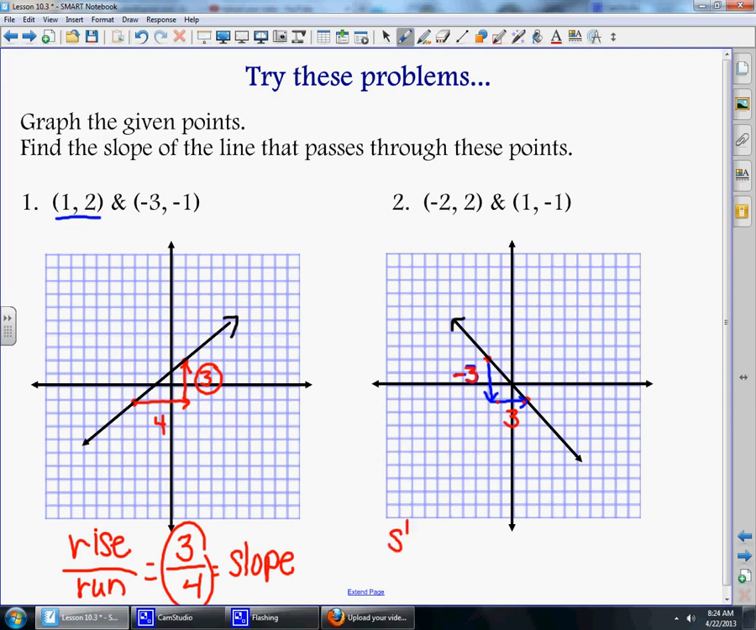So the slope, remember, is rise over run. The rise is -3. The run is 3, which means the slope is -1, because -3 divided by 3 is -1.